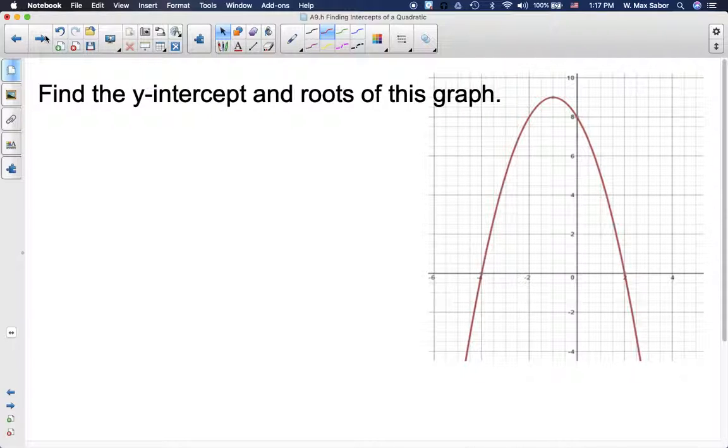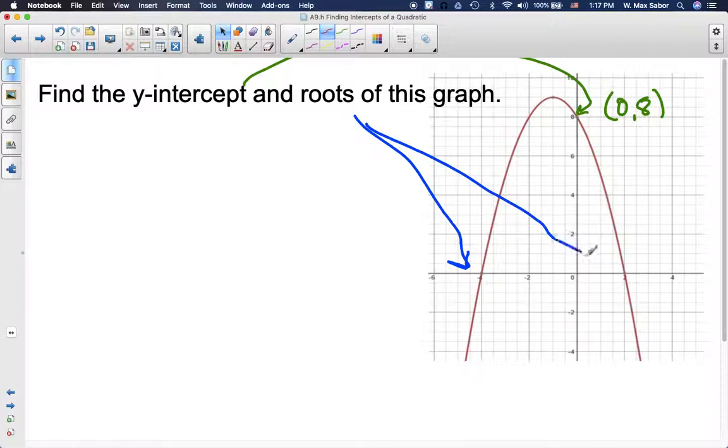So the y-intercept, it's right there. It's 0, 8. The roots, they're right there. They're negative 4, 0 and 2, 0.